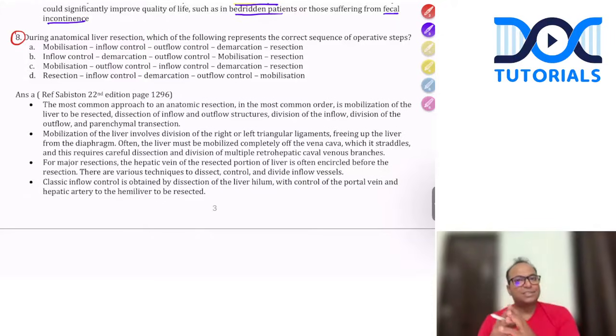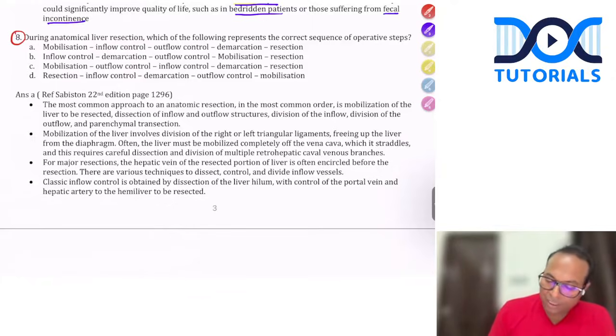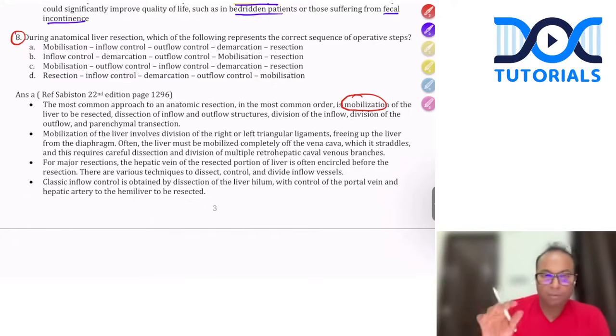This question is directly aligned with Sabiston. The most common approach to anatomical resection, the most common order, is: first step, mobilize the liver; then dissection of inflow and outflow structures, inflow control, division, then outflow control, and finally go for parenchymal transection.